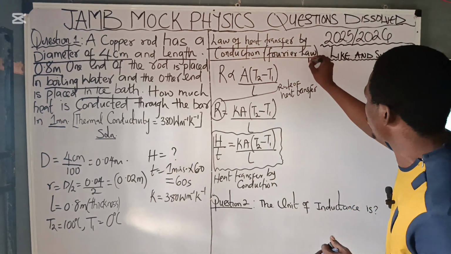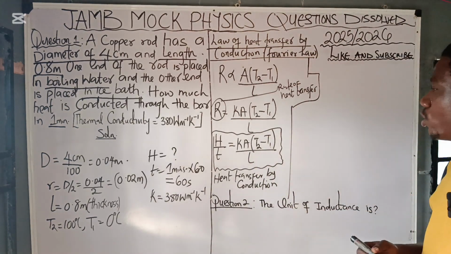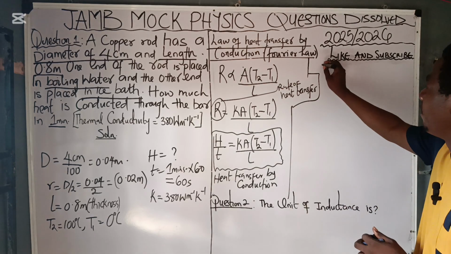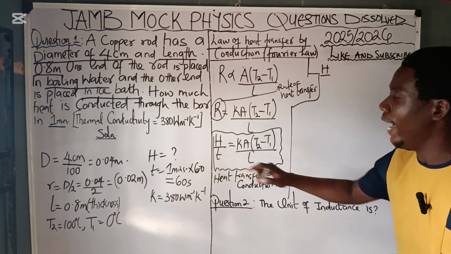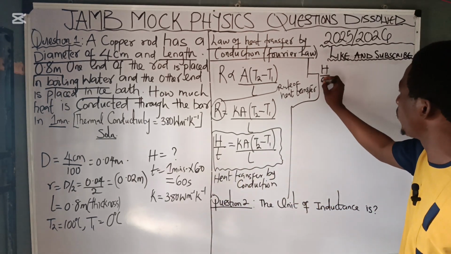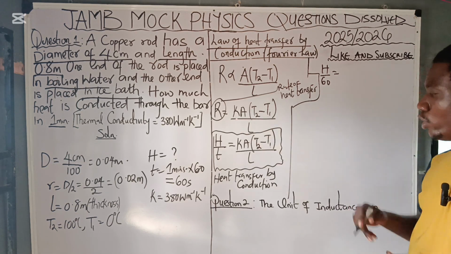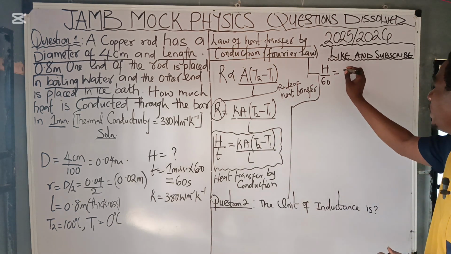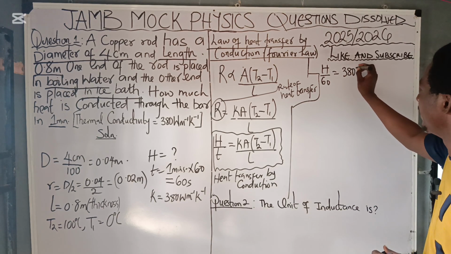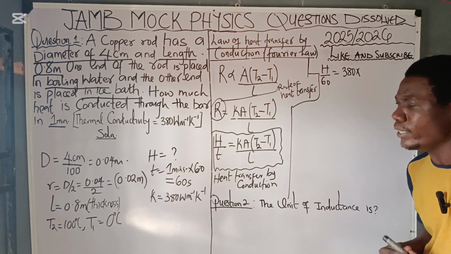Now, let's solve the question together. We are looking for H. So we have H all over time. Our time is 60 seconds. So we have 60 equals to what? K, your thermal conductivity, which is 380, times our area. What is our area?